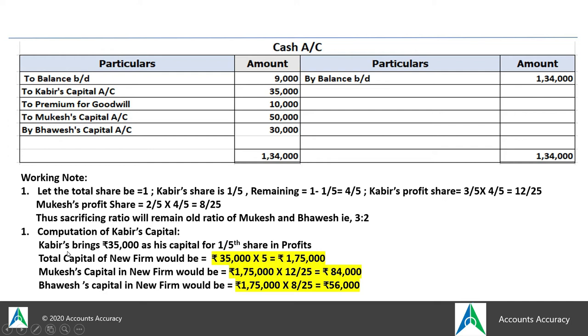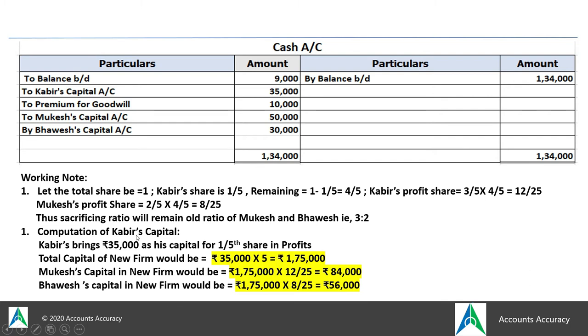And as we can see, Kabir brought 35,000 for 1/5 share in the profit. Because for 1/5 share he is bringing 35,000, the full share will be calculated by multiplying his capital with the reciprocal of his share. 35,000 into 5 will give you 1,75,000. When we are multiplying it with the reciprocal, we are getting the full value of capital of the entire firm. Now, as we have calculated the entire firm's capital, we could easily calculate the capital of the old partners in the new firm.